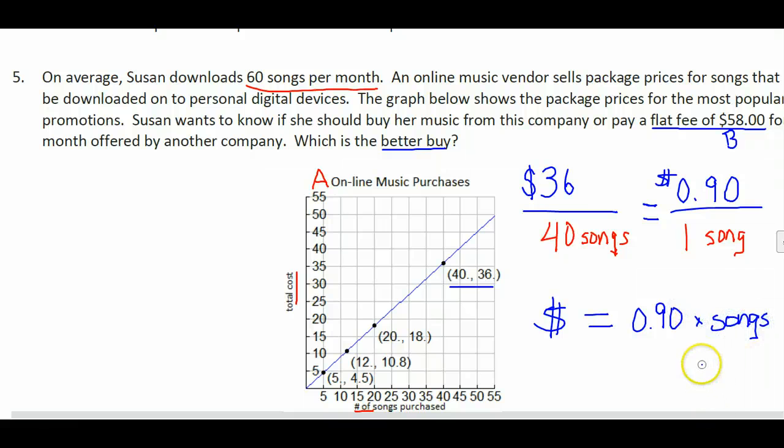Which you probably knew. Once you saw 90 cents a song, you thought, oh, okay, I'll multiply that by 60, and I'll get the answer. You know that. So you can use that to write an equation. Take the number of songs, multiply it by 0.90, and get the total cost. And that'll give you your answer.